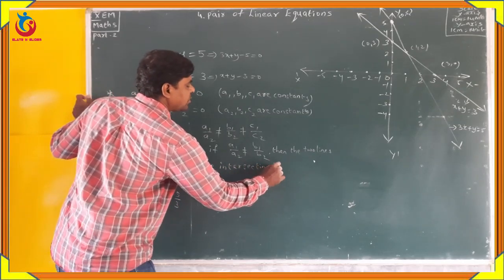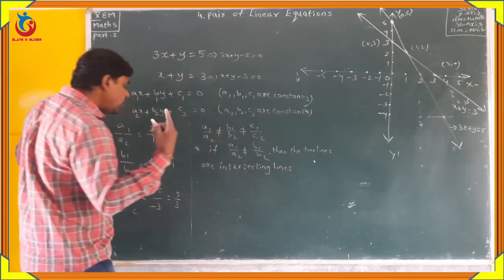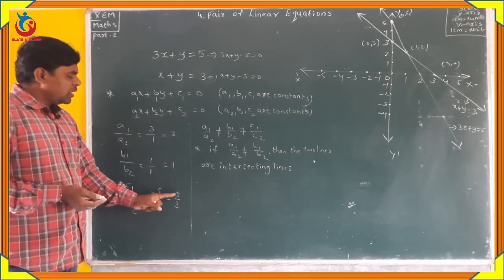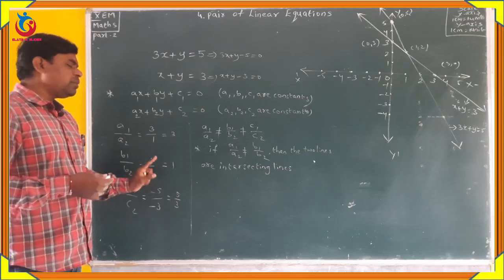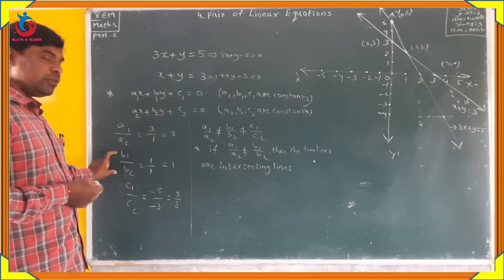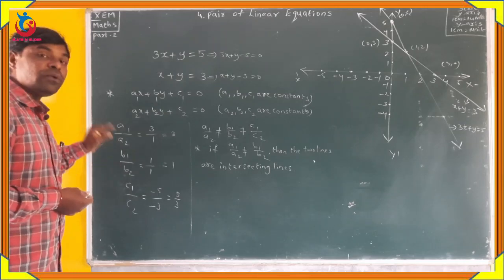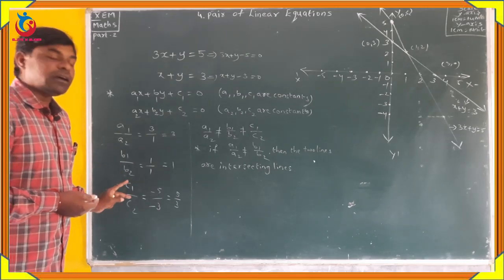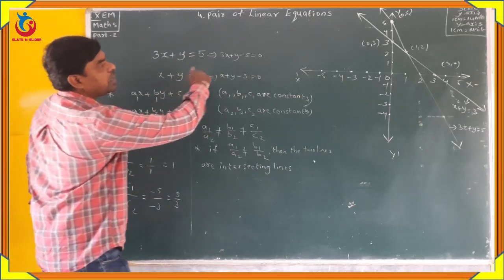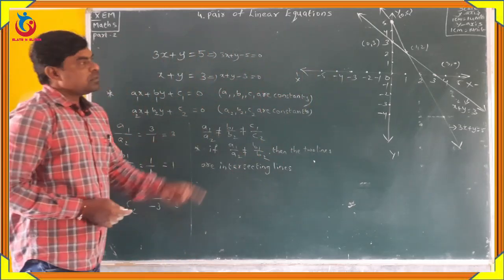Just observe the figure. Here there is no need to find the ratio of C1 and C2, because it may be equal to A1 by A2 or B1 by B2, no problem. But when the ratios A1 by A2 and B1 by B2 are both equal, only then do we have to find the ratio of C1 and C2. So we can apply this to that graph.